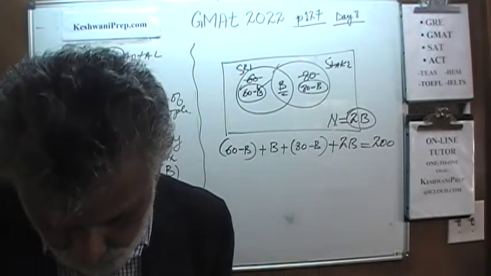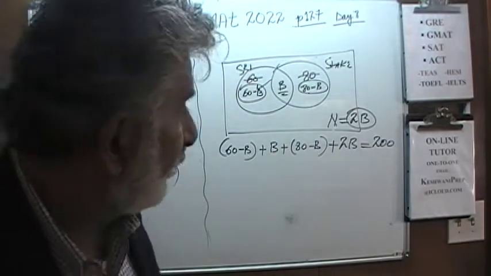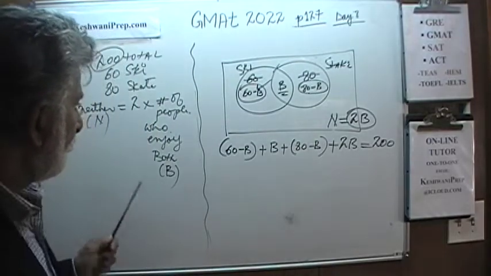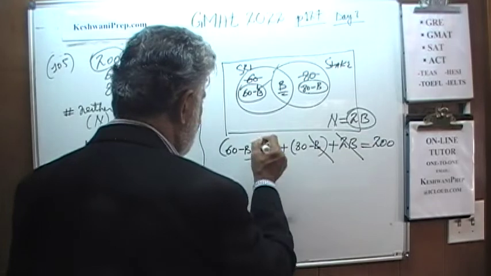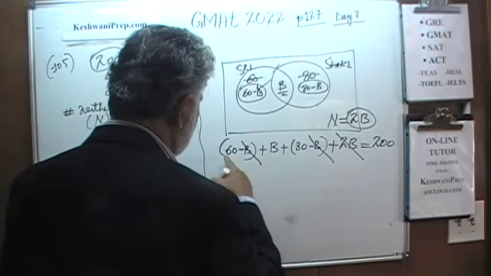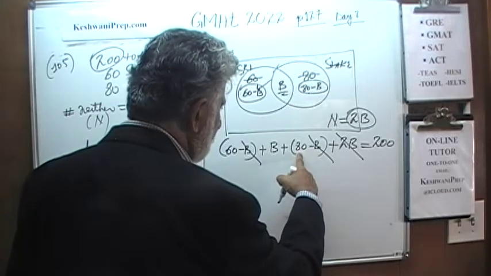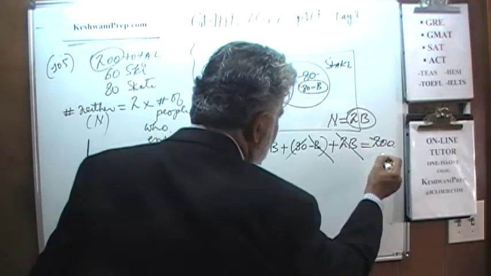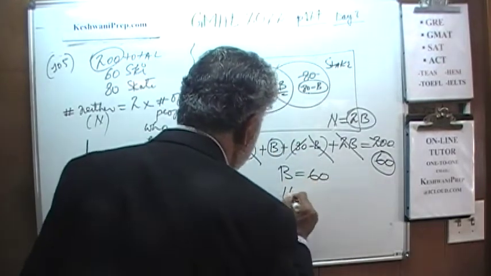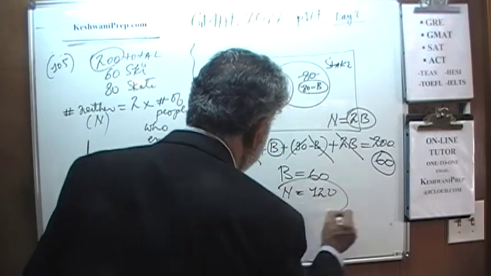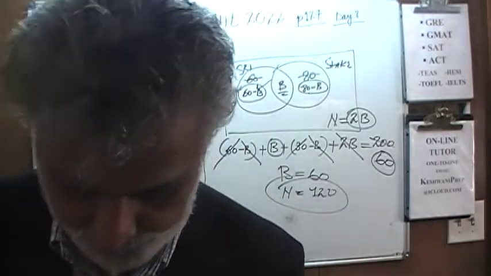We're looking for the number of people. What is the question asking? Oh, the number of people who prefer neither, so we're looking for N. So we first solve for B. Here we have a negative B, a negative B, and a positive 2B, so the negative B goes away. It's just 60 plus 80, which is 140. Subtract 140 from both sides, this becomes 60, and this is B. B is 60. So if B is 60, N must be 120. There are 120 people in this scenario who prefer neither.